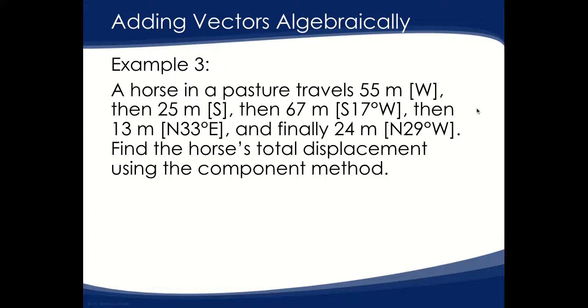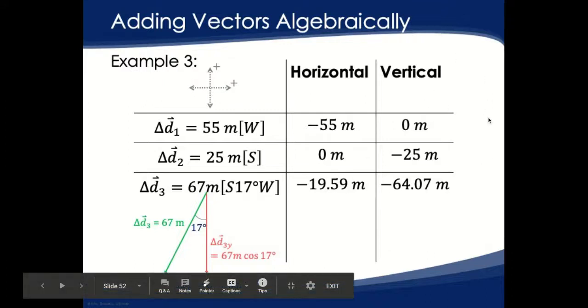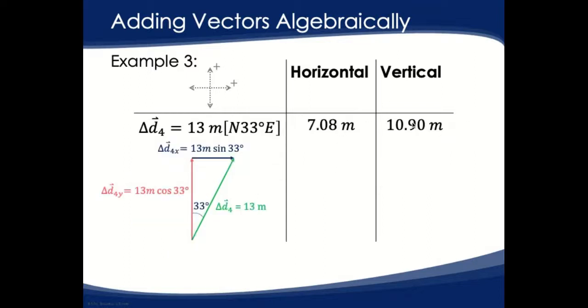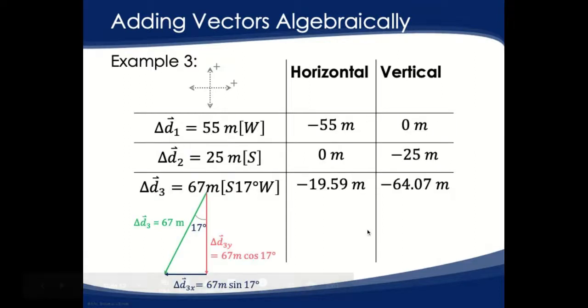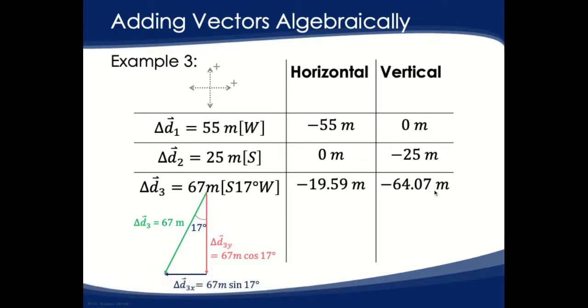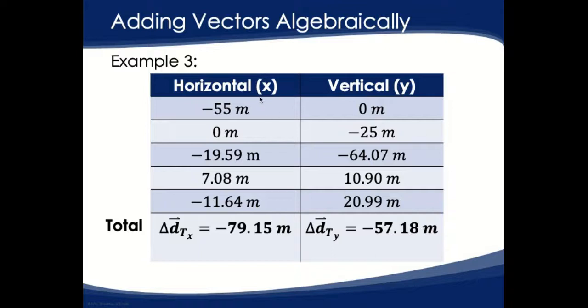So here you have a horse in a pasture. He's basically walking around. What is his total displacement? So you're using this component vector method to solve for these. You're finding basically his vertical and horizontal components for all of the different ways he walked. And that's why I have this separated into a table. So it shows where he walked. You're finding the horizontal and vertical components just like we did in the first example. In the end, you're going to add them all up.